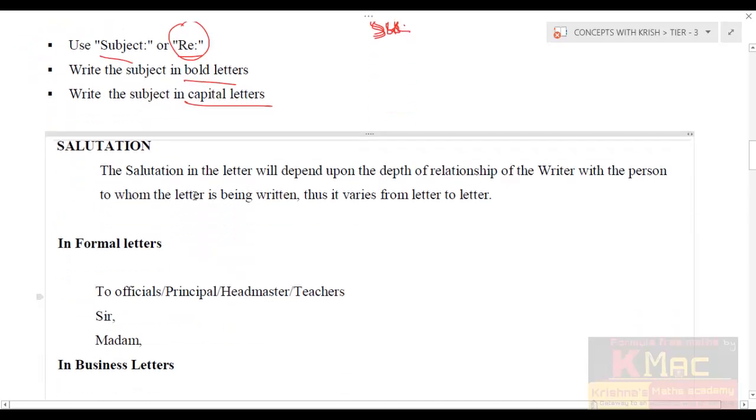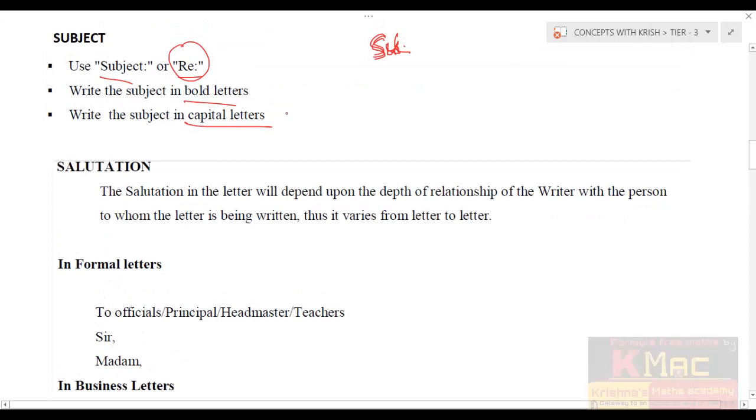Right. Next, one more thing to remember is subject should not exceed 10 words. So keep the subject very much intact. So write the subject within 10 words. It should not cross more than 10 words. That means, I mean to say, it should be in a single line.